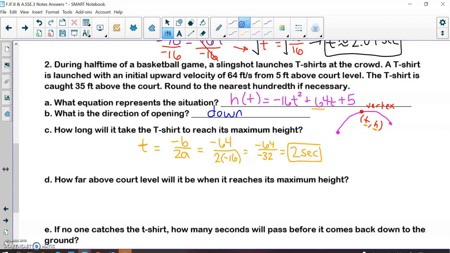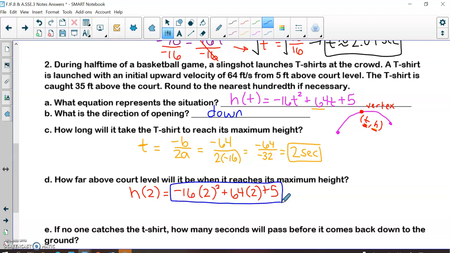So I know the x value of my vertex, or my t value here. To find my maximum height, I want the h value of my vertex. So I'm going to put 2 in for t into my original equation. And when I do that, the h of 2 just means that we're finding t when we have 2 seconds, so I don't need to worry about that. Instead, I'm just going to worry about this part here.